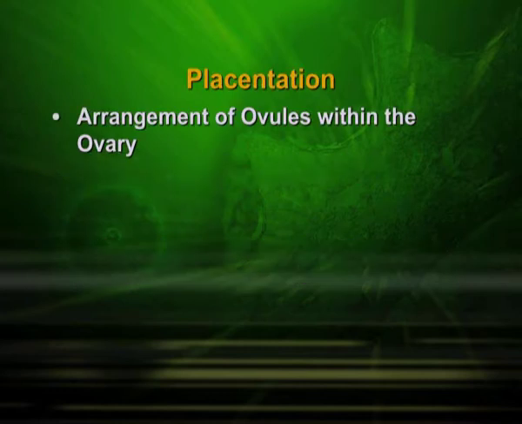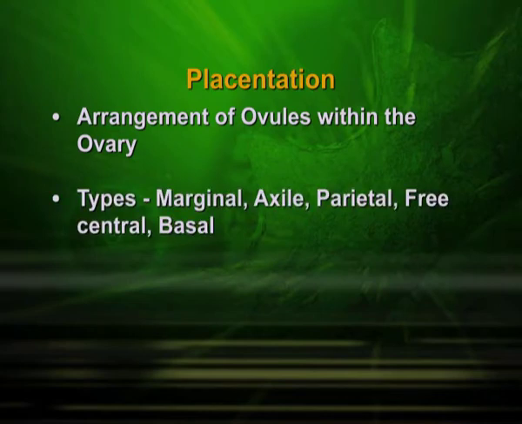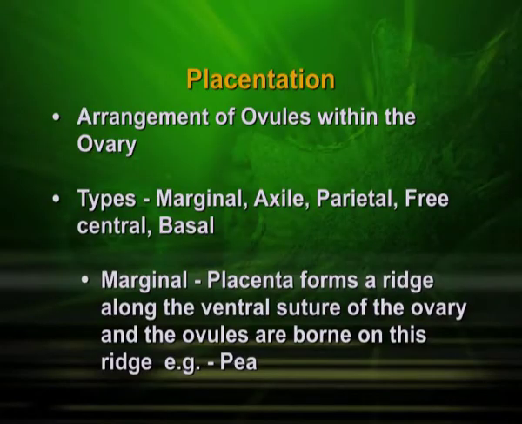The arrangement of ovules within the ovary is called placentation. The different types of placentation are marginal, axile, parietal, free central, basal. If we cut a section of the ovary, the placentation is easily visible, which can be seen very easily under a simple microscope. Marginal placentation. The placenta forms a ridge along the ventral suture of the ovary and the ovules are borne on this ridge.